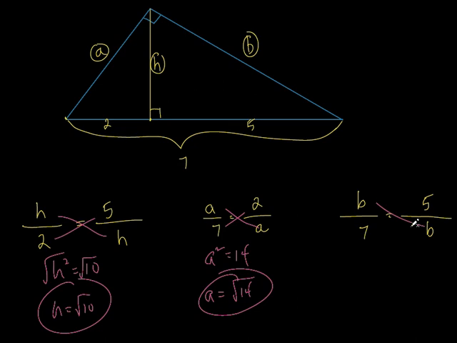Let's do this one. Cross multiply. What do you get? B squared equals 35. B equals what? Square root of 35. Look at that. Now you've got all three of these lengths right here, and we would have never been able to do that before today.